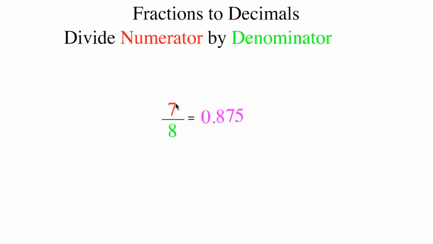Okay, and that's how you convert a fraction into a decimal. You just simply divide the numerator by the denominator. If you have a whole number, leave the whole number as the whole number here.